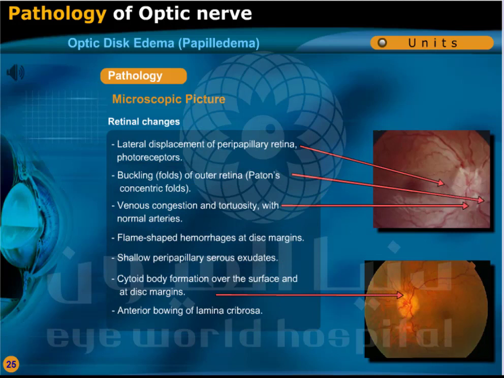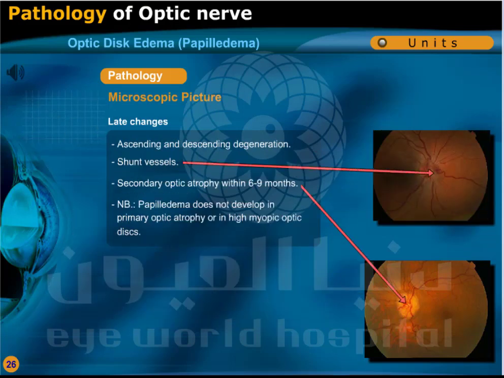Retinal changes. Lateral displacement of peripapillary retina, photoreceptors, buckling, folds of outer retina, Paton's concentric folds. Venous congestion and tortuosity with normal arteries. Flame-shaped hemorrhages at disc margins. Shallow peripapillary serous exudates. Cytoid body formation over the surface and at disc margins. Anterior bowing of lamina cribrosa.